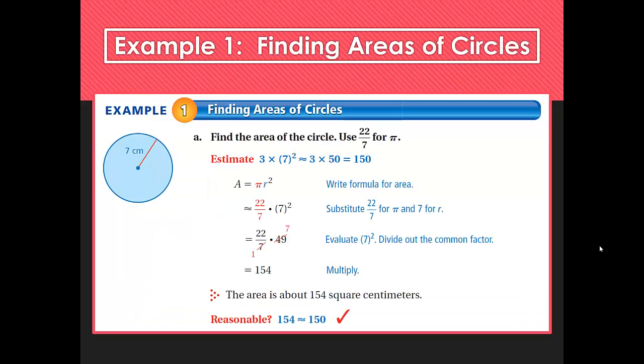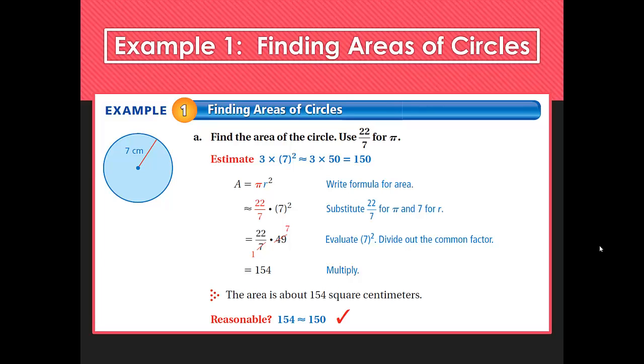For our first example, we're finding areas of circles. For A, find the area of the circle. Use 22/7 for pi. So we first could estimate, and we could say that 3 times 7 squared would be approximately 3 times 50 or 150. And this is an estimate. Now we can find our exact answer.